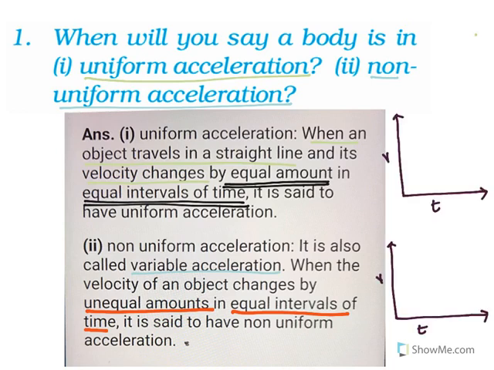For uniform acceleration, the velocity-time graph is a straight line. For non-uniform acceleration, the velocity-time graph is a curve, not a straight line.